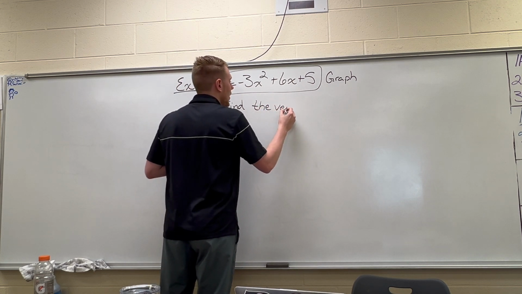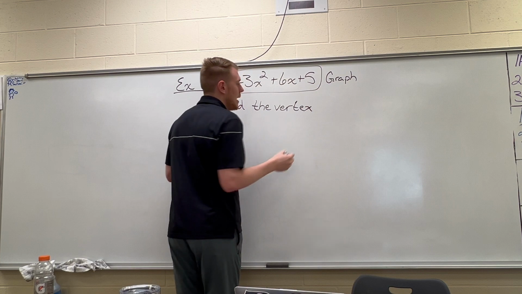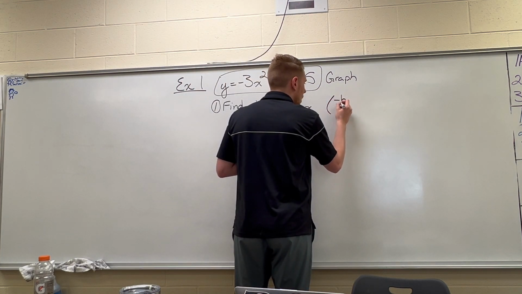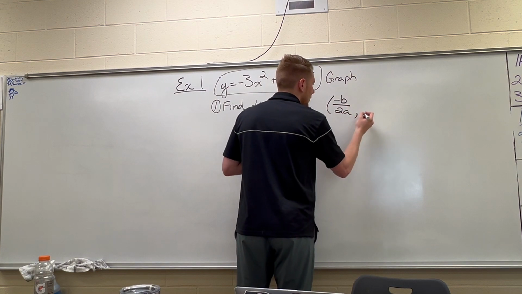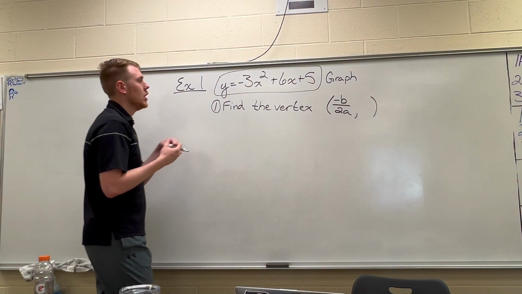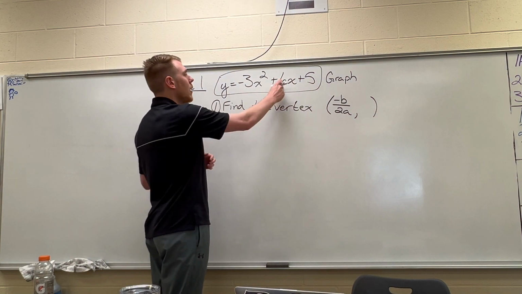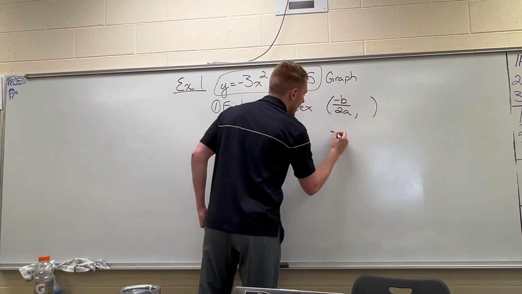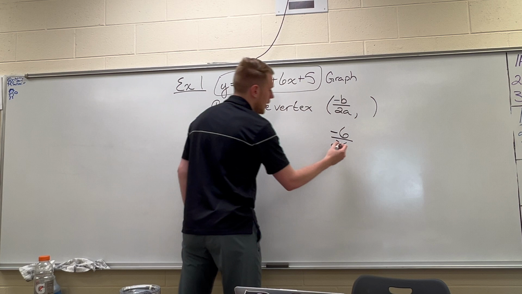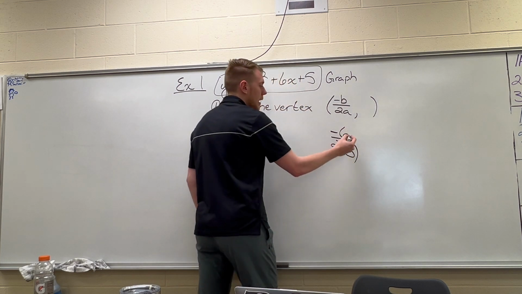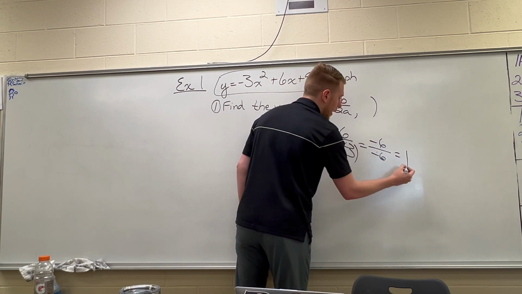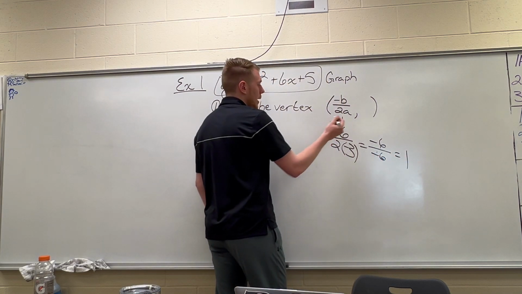Well, guess what? There's a pretty easy formula to find out what the x-coordinate of a vertex is. It is simply negative b over 2a. That is how you find the x value in your vertex. So for this one, my negative b value, b is 6, so this becomes negative 6 over 2 times my a value, which is negative 3. I get negative 6 over negative 6, which just becomes 1. So my x value is 1.